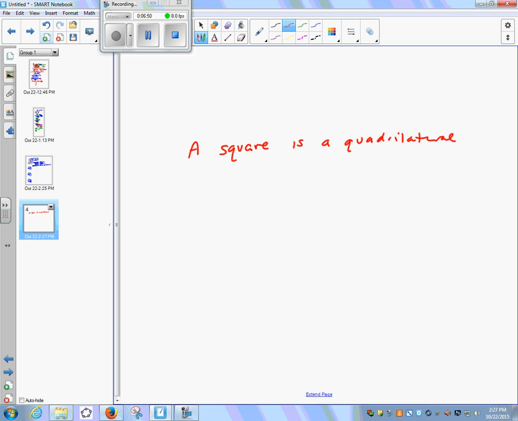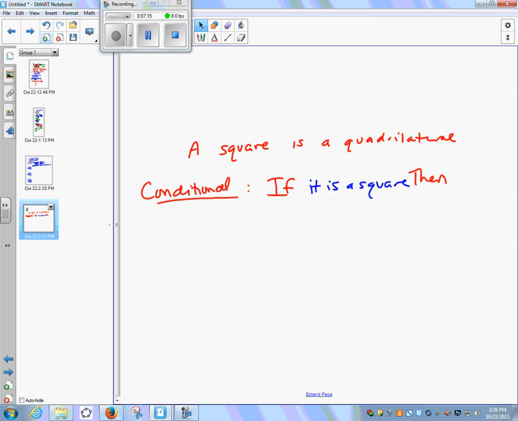A square is a quadrilateral. I might ask you to write this as a conditional. How would you do it? Shakira. If it is a square, then it is a quadrilateral. And you may remember that I gave as a little hint in class, locate your verb. Your if part is what comes before the verb, and your then part is going to be what comes after the verb.